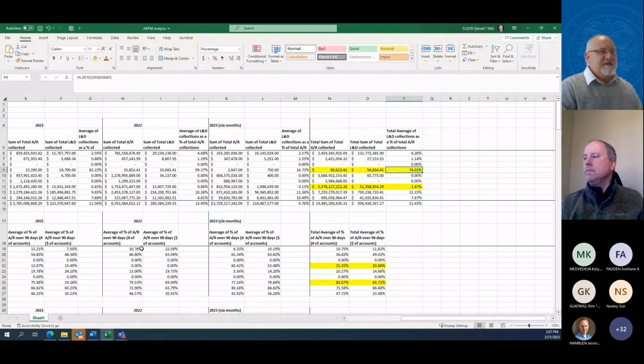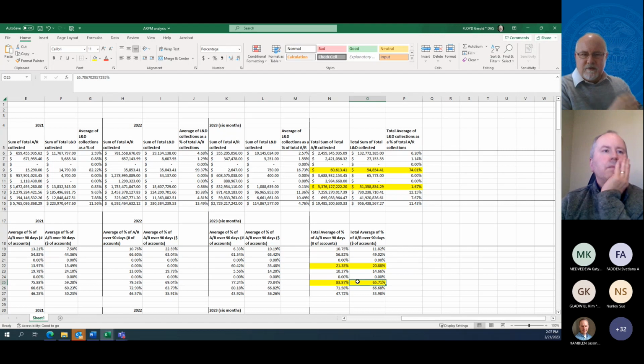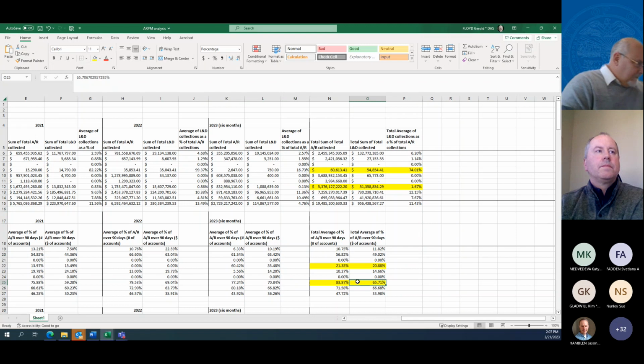What you're seeing here is, for example, this one is 74%. That same agency, their total value of the accounts 90 days past due, the percentage is about 21%. So it's like one's high, one's low. Same thing with this next one. So we're just looking at where it's different. It's not the same relational balance, if you will, of L&D collections.